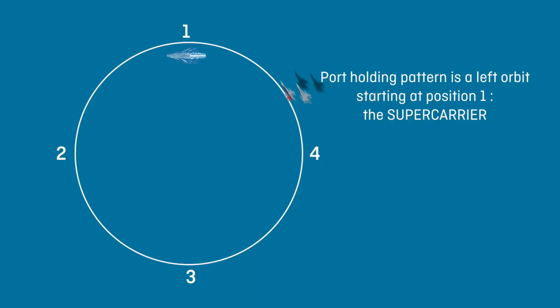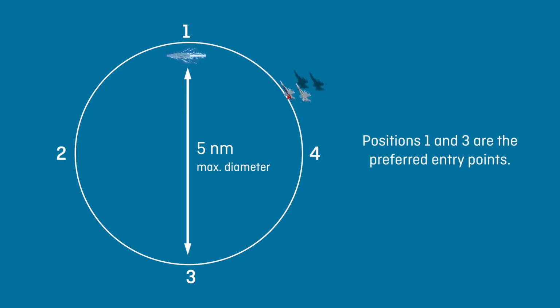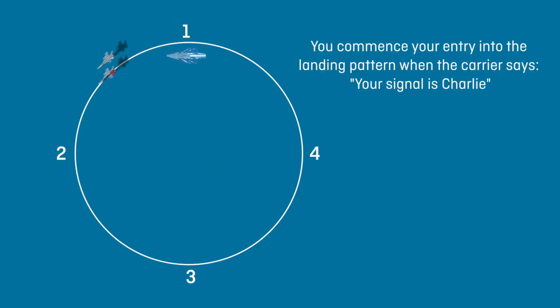Port holding pattern is a left orbit starting at position 1, the supercarrier. 180 degrees of turn is position 3. The maximum diameter of the orbit is 5 nautical miles. You can join the port holding orbit from any direction, but positions 1 and 3 are the preferred entry points. You commence your entry into the landing pattern when the carrier says your signal is Charlie.